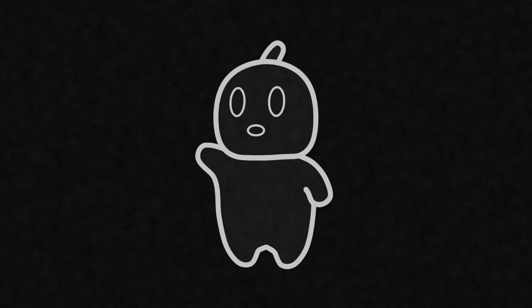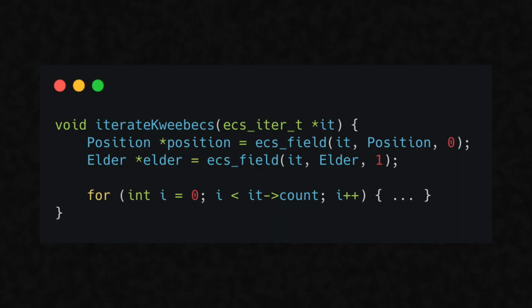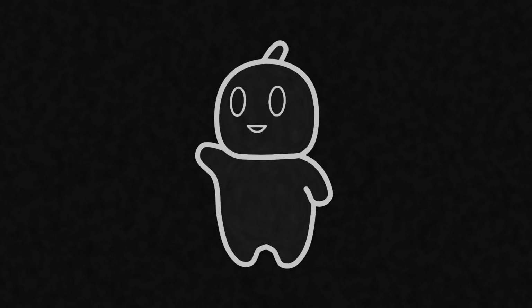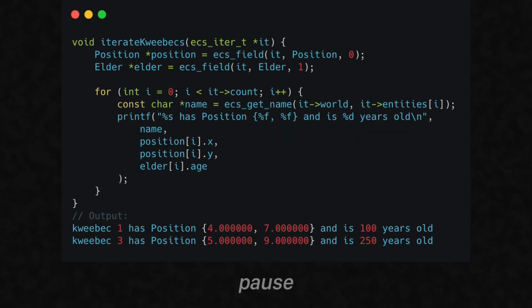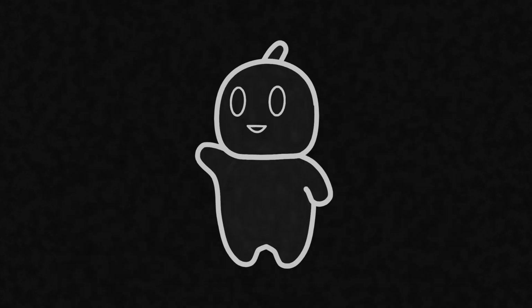But now we have no code in our method, so let's put in our components that we queried for, position and elder, and our for loop iterating through the entities that the query found. From there, you can use the system however you please. I'll give you an example here. All that's left to do is run the system.